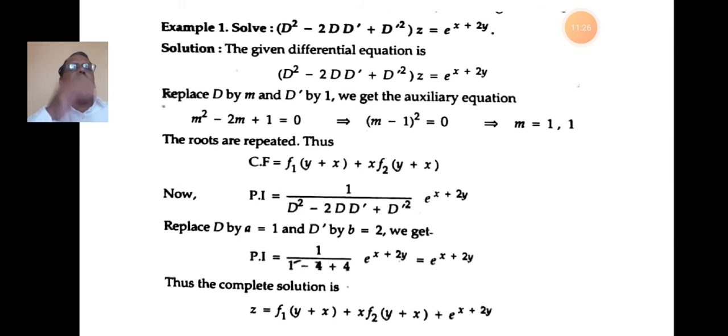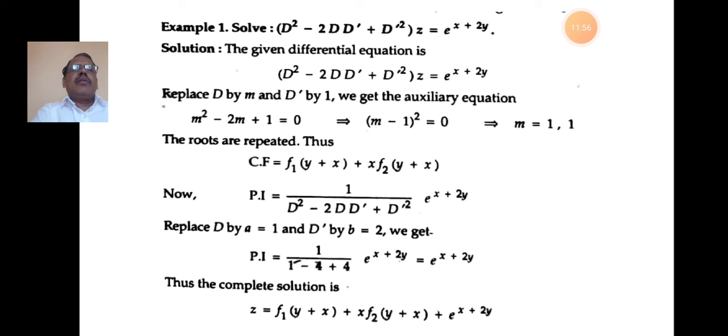So you come to the particular integral: 1 by (D square minus 2DD' plus D' whole square) into e to the power of (x plus 2y). Replace D by 1 and D' by 2, substitute. So we get P.I. is equal to 1 by (1 minus 4 plus 4) into e to the power of (x plus 2y), or cancel, so e to the power of (x plus 2y).